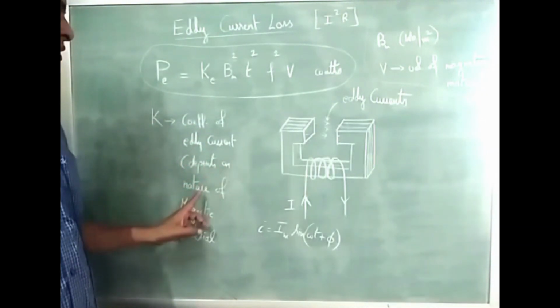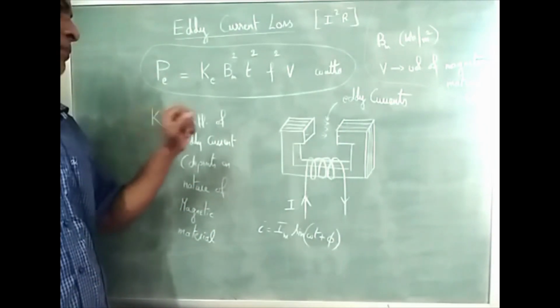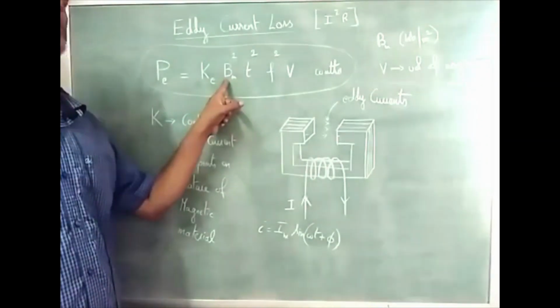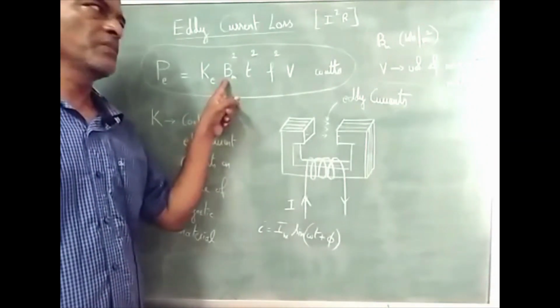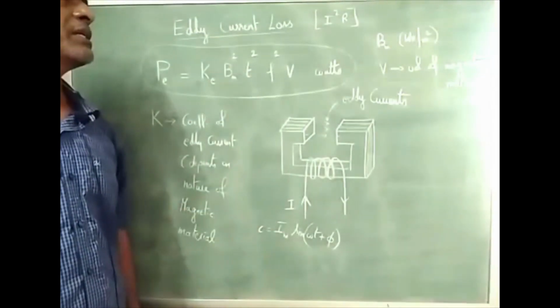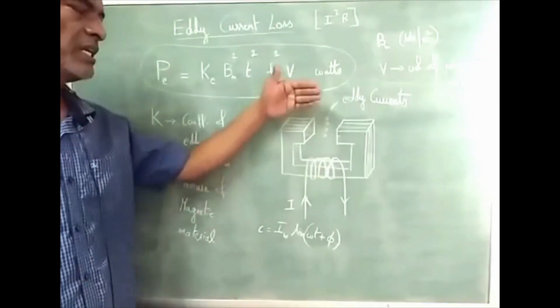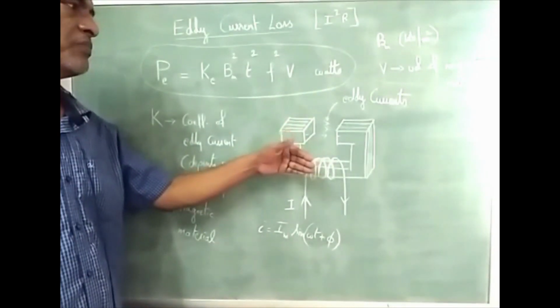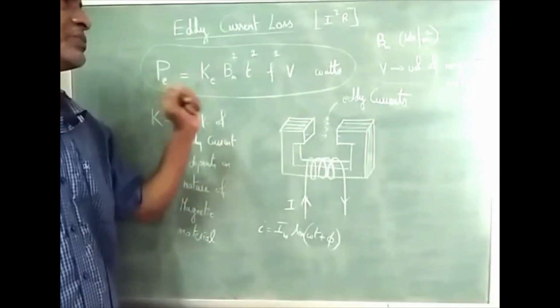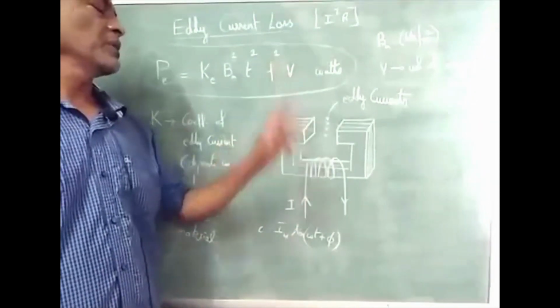It depends on the nature of the magnetic material. B is the maximum flux density, whose unit is Webers per meter square, so it is B square. And T is the thickness. If you serrate the core, the thickness will reduce. So it is thickness square.